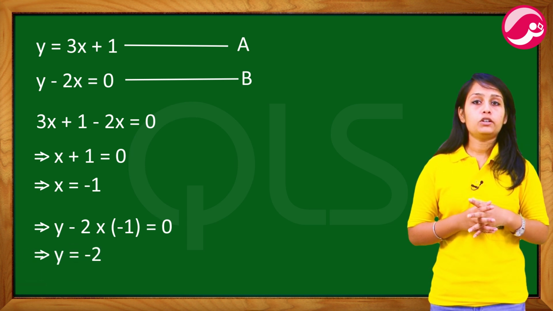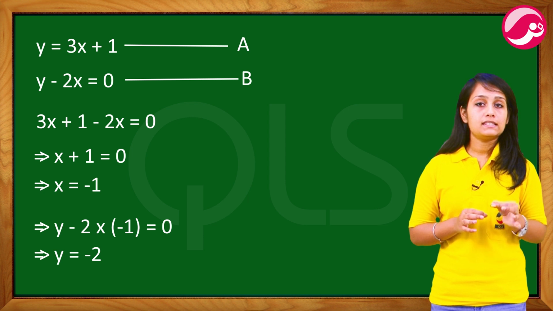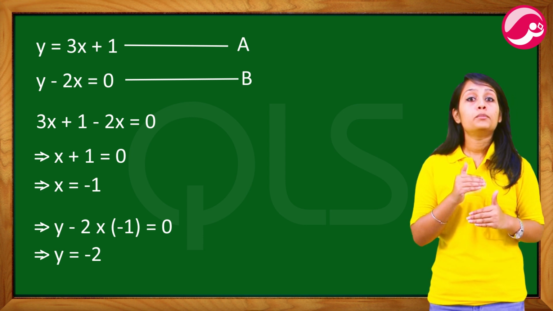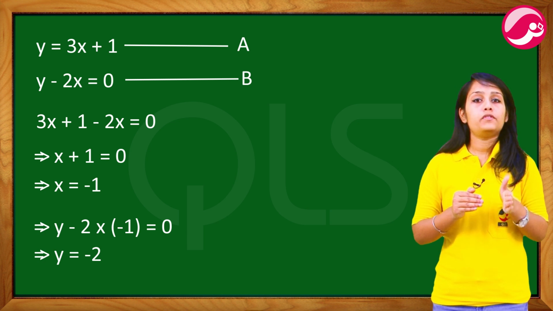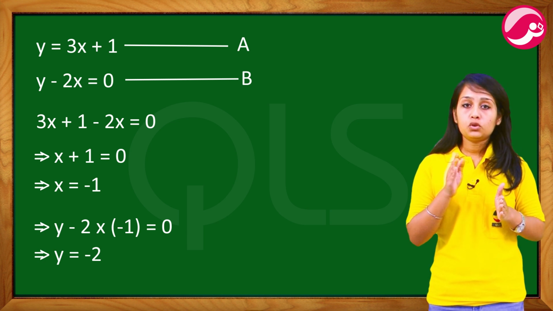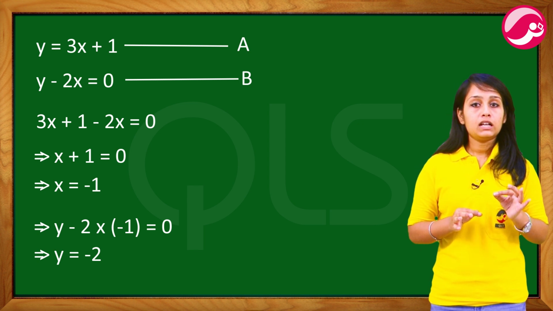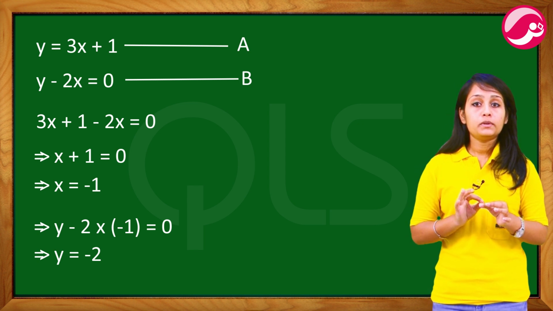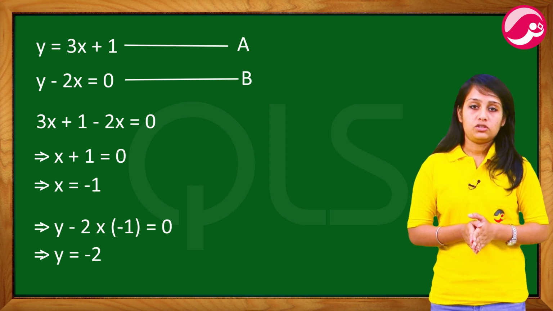Now another important concept you need to remember always is that in order to find the variables, you must have the number of equations equal to the number of variables. That is, if there are two variables, you need two equations. For example, if x and y are two variables you have to find, you will be able to find them only when you have two equations in x and y.